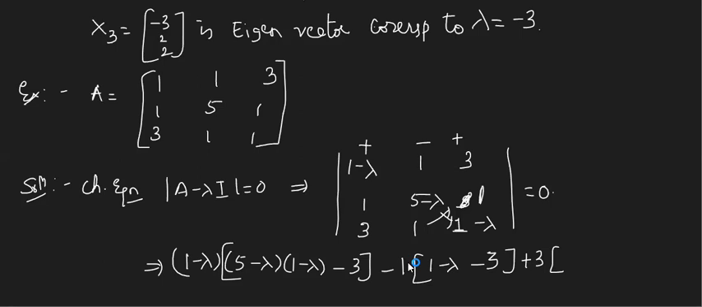Ma'am, down there is also a minus. 1 is the right one, here I should write 1. Yes, very good. Thanks a lot. Otherwise, we would have got a wrong answer. Be very careful. 3 into 1 minus 3 into 5 minus lambda equal to 0.